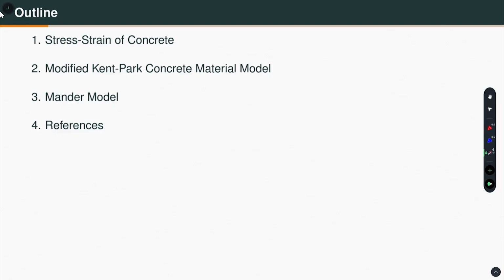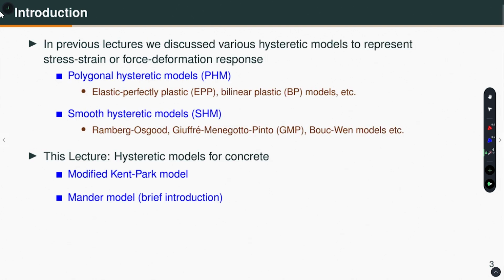Let us recall what we did in the previous lectures. So, we have been looking at stress strain response of various materials, and also the models that we are studying can be used to model the force deformation response of structural components. Like I mentioned in the previous lecture, the hysteretic models are classified into two types, polygonal hysteretic models and smooth hysteretic models. So, we have looked at some polygonal hysteretic models or PHM and some smooth hysteretic models, right.